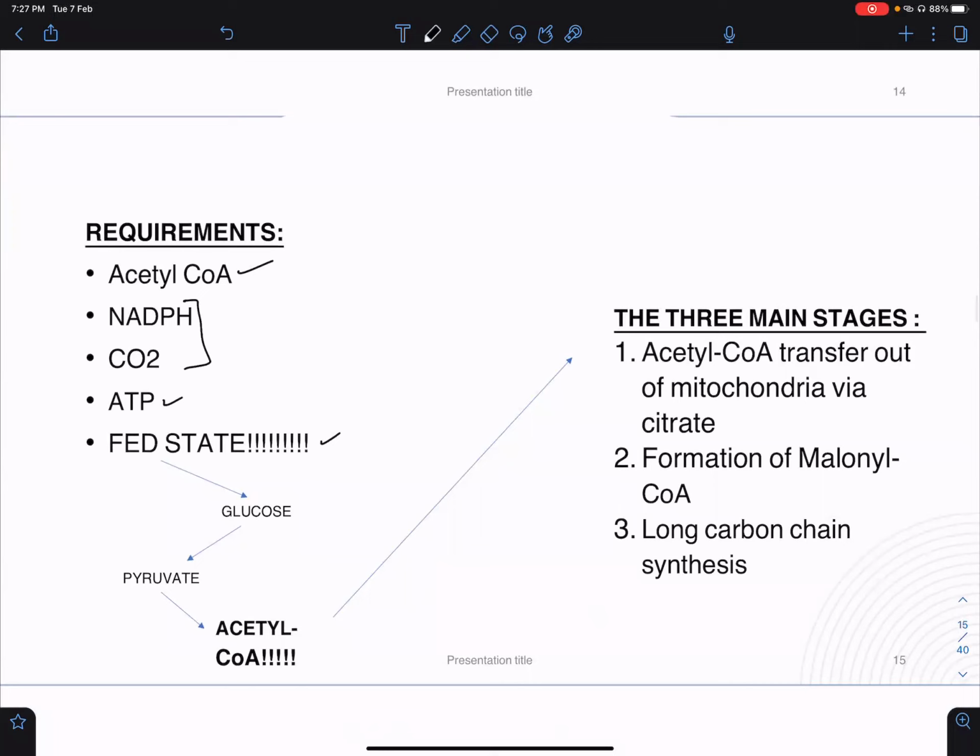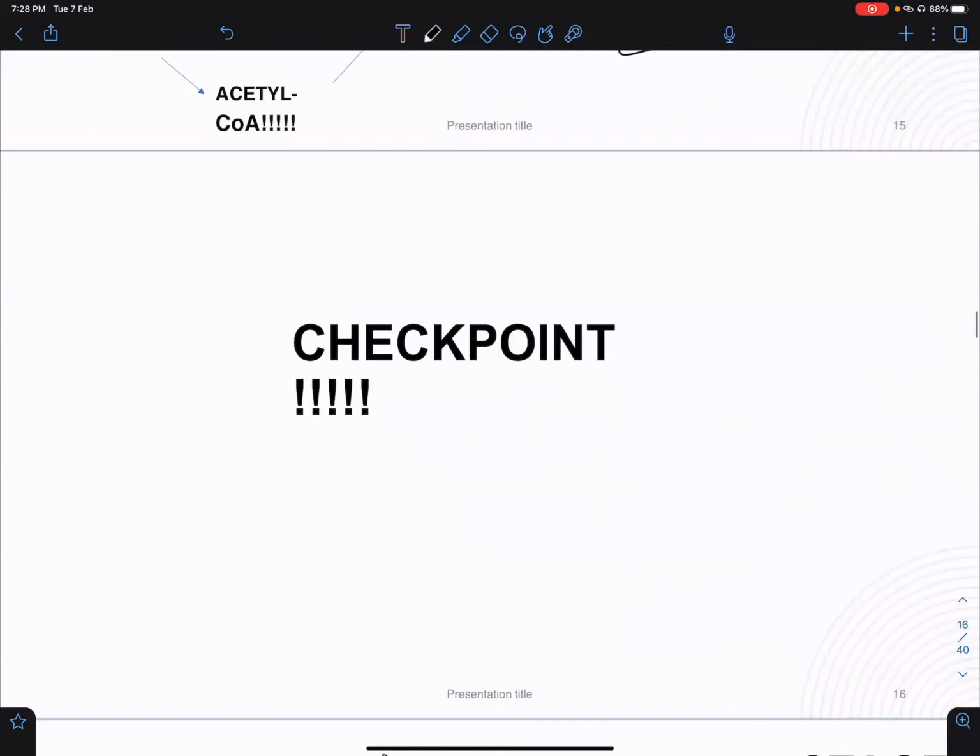So this leads us to the three main stages of fatty acid synthesis, which are the transfer of acetyl-CoA out of the mitochondria using citrate, formation of malonyl-CoA, and then long carbon chain synthesis. So this is going to be the main bulk of the lecture today. Now, any questions so far?